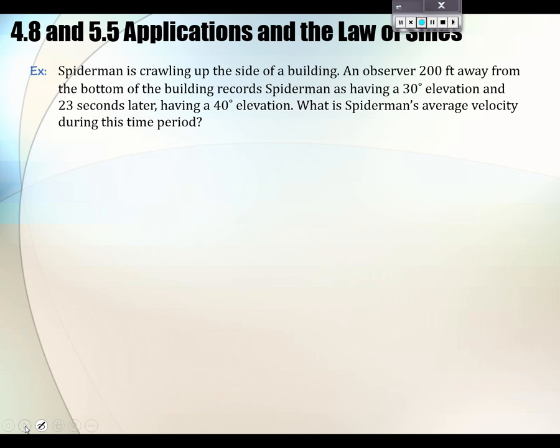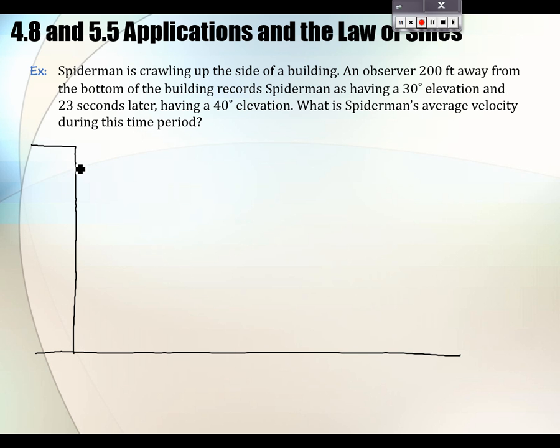Spider-Man is crawling up the side of the building. An observer 200 feet away from the bottom of the building records Spider-Man as having a 30-degree elevation, and 23 seconds later having a 40-degree elevation. What is Spider-Man's average velocity during this time?